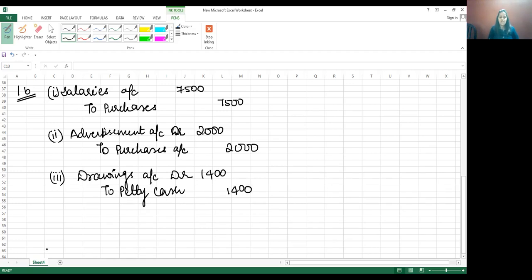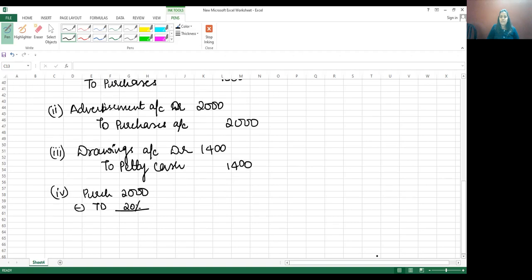And lastly, purchase of goods from Naveen at the list price of 2000. He allowed 10% trade discount, 50 cash discount. He was also allowed for quick payment. Now, when you make purchases for 2000, he gave trade discount of 20%.